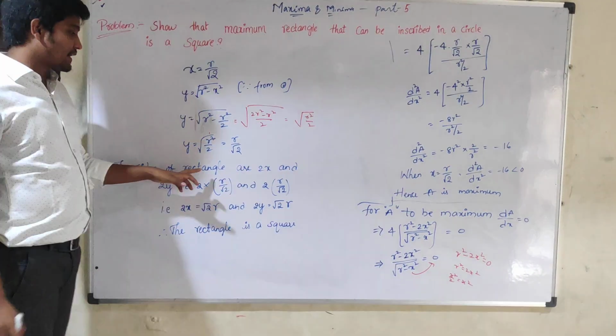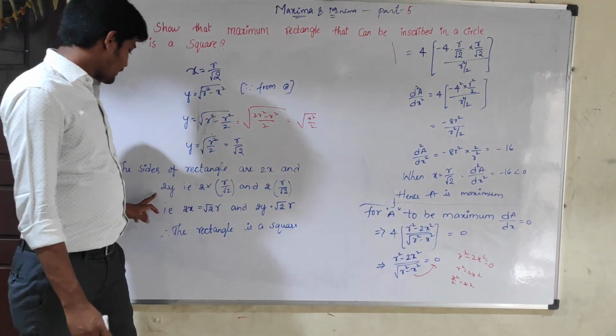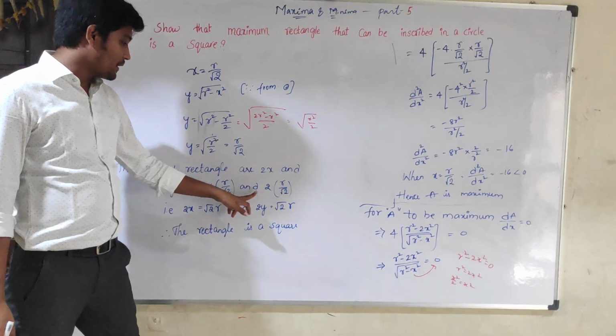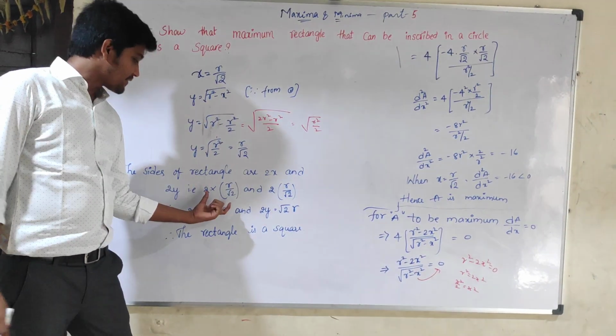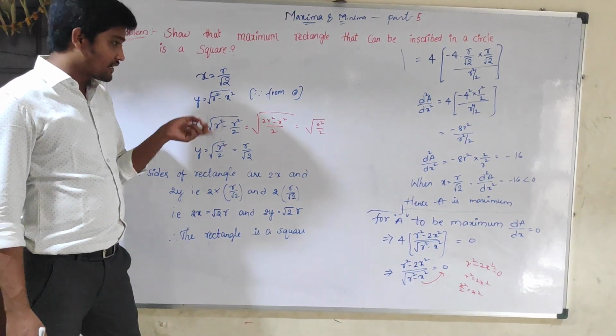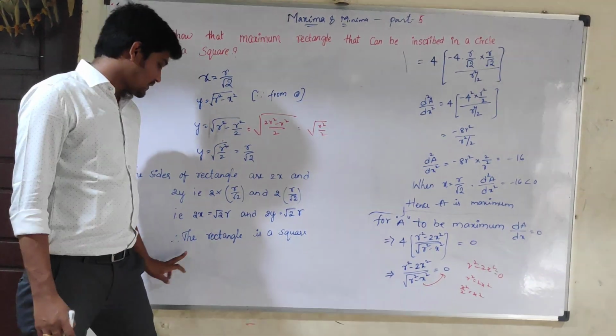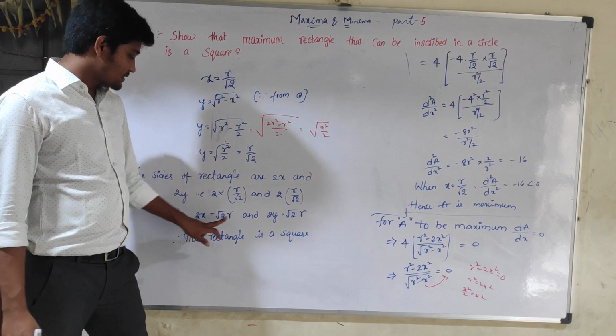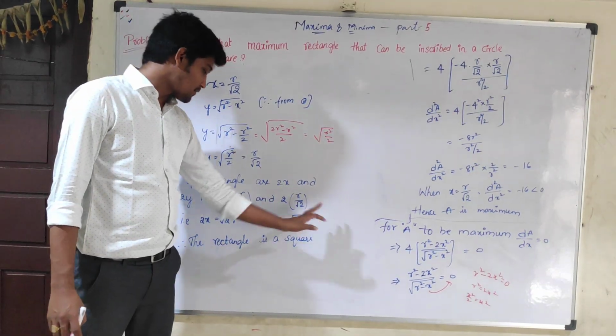The sides of the rectangle are 2x and 2y. That's why 2 into r by root 2 and 2 into r by root 2. Here we have the same value, and here also the same value. That's why the formed shape should be a square. That's why the rectangle is a square. Therefore 2x is equal to root 2 r and 2y is equal to root 2 r.